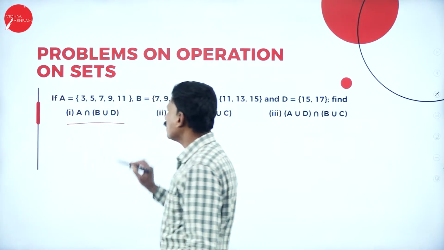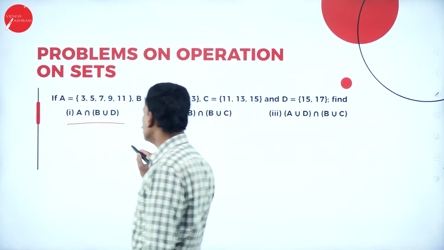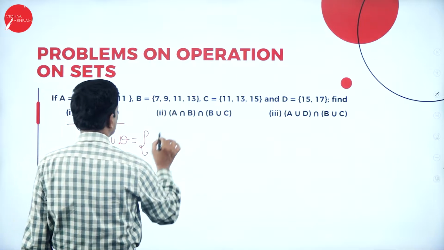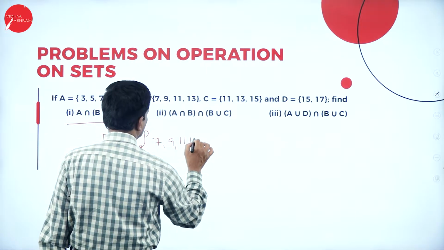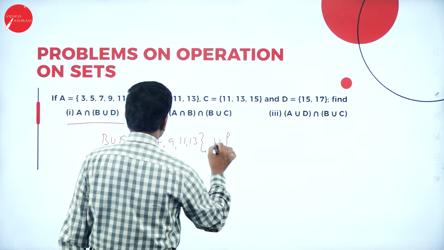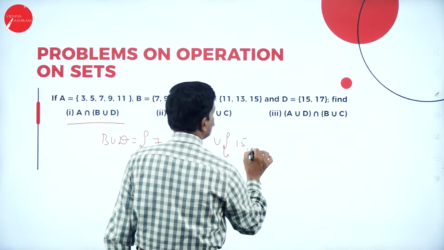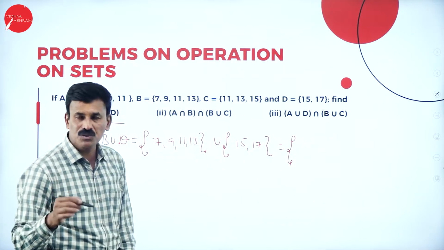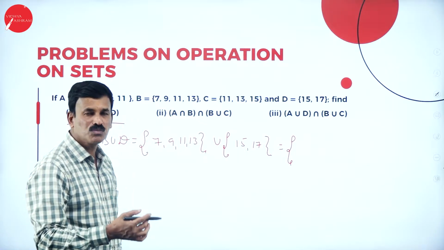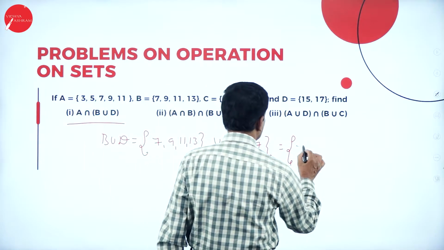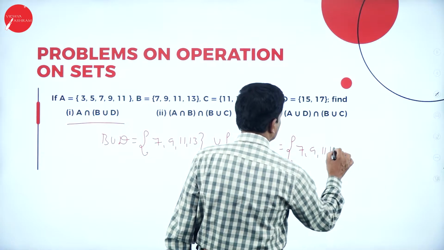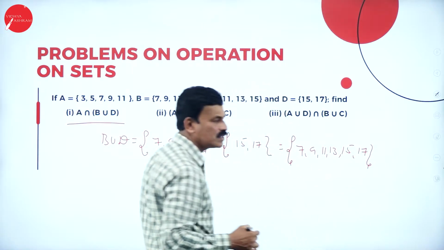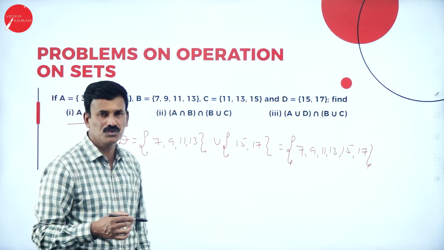In the first problem, first find B union D. Now B union D is equal to the union of B and D. So what does B contain? B contains 7, 9, 11 and 13. Union of D. What does D contain? D contains 15 and 17. So the union of these two, as you know, the union is nothing but all the elements in both the sets. So I will write 7, 9, 11, 13 and 15 and 17. So all the elements which come under both the sets are called the union of sets.